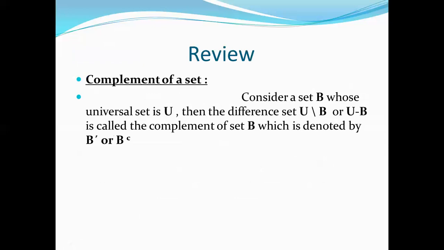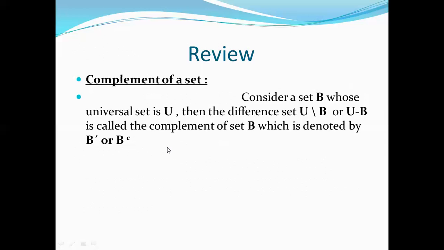The third concept which we studied is the complement of a set. This concept, inshallah, we will use in today's lecture. Consider a set B whose universal set is U. Then the difference set U minus B is called the complement of set B, which is denoted by B bar or B power C. These are the two notations for the complement. This is also called B complement.